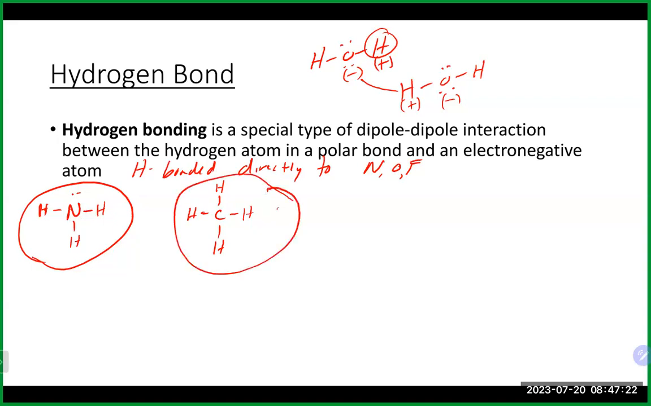This guy cannot hydrogen bond, even though it's got 4 hydrogens, because the carbon-hydrogen bond is non-polar, right? So there is no separation of charge occurring there. Just seeing a hydrogen doesn't mean that something has the ability to hydrogen bond. It really does have to be a hydrogen that's attached to nitrogen, oxygen, or fluorine in order to do that.